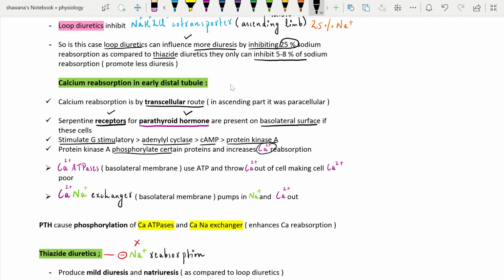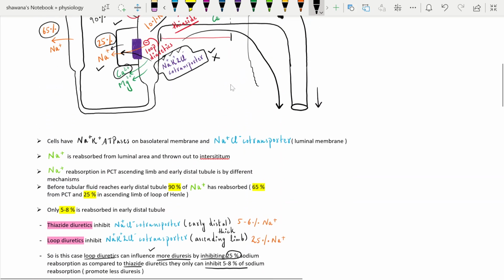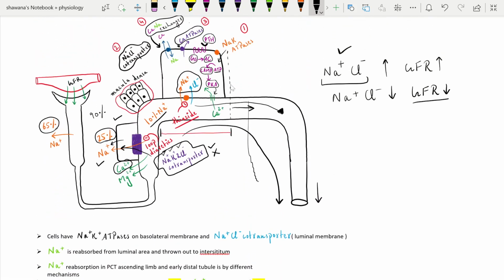Okay, there are two more calcium transporters that are present on the basolateral membrane. Let's discuss this. First of all, the calcium ATPase number 3. Under the influence of ATP, they will constantly throw the calcium out of the cell.